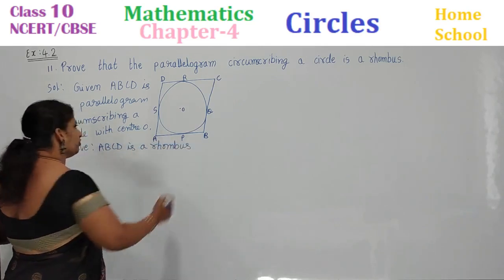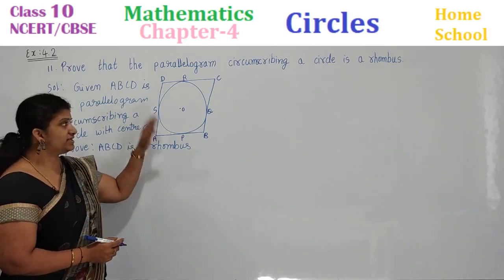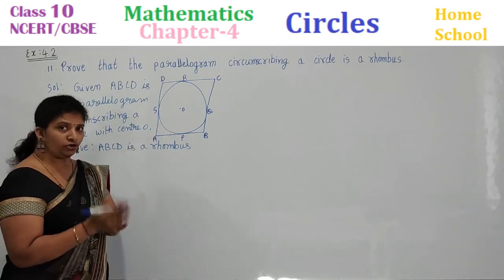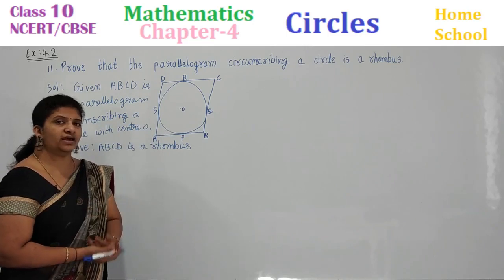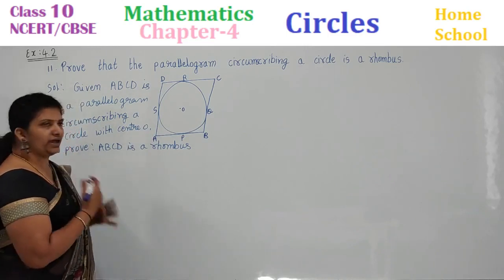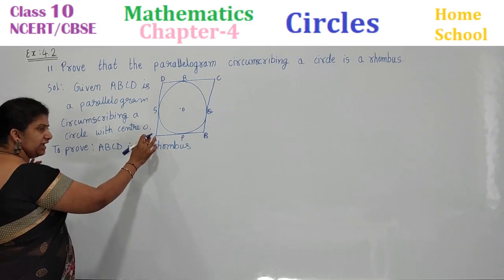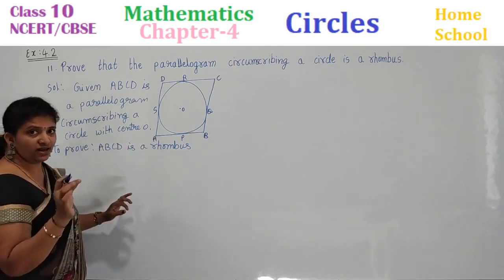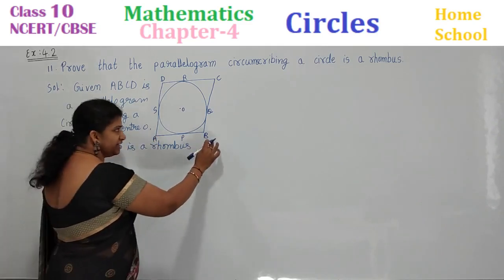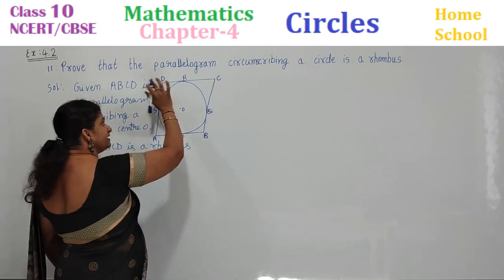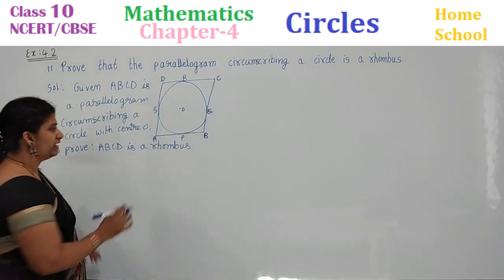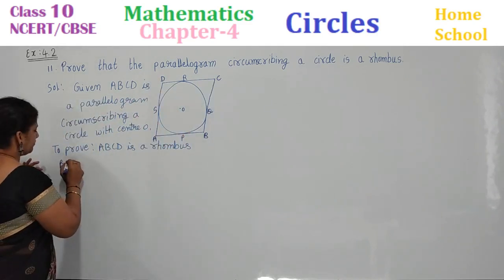If you need to prove a rhombus, the corresponding sides are equal. If you are able to prove that, then it becomes a rhombus. How can I prove now? Let me consider A. What is A? A is an external point. B external point, C external point, D is also an external point. Now let's start our proof.